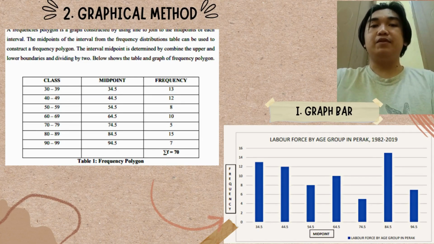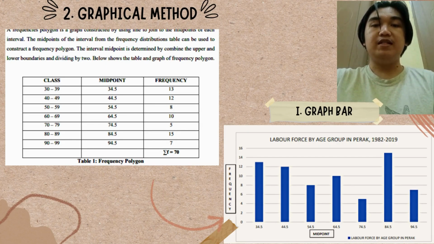I will present about the graphical method in part A. The question is: develop a suitable graphical method to represent the data using graph paper or Excel, with at least 2 graphs. Based on that question, our group has chosen 2 quantitative data graphs, which are the bar graph and the ogive.